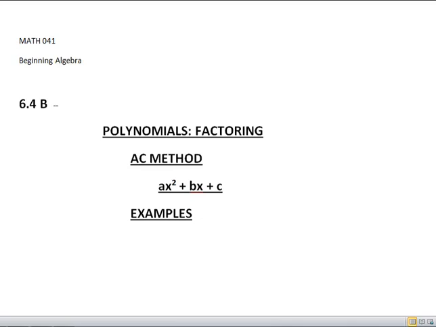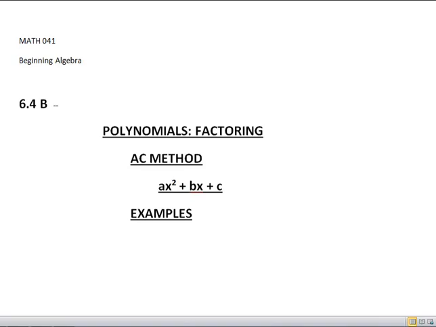6.4b is what we're going to talk about today. We're going to do polynomials factoring. We're going to talk about factoring again. Polynomials will be given as ax squared plus bx plus c, something in that format. And we're going to use the AC method. 6.4 talks about the AC method, the kind of recipe for factoring a trinomial of the form ax squared plus bx plus c using a specific set of steps. We're going to do some examples today.